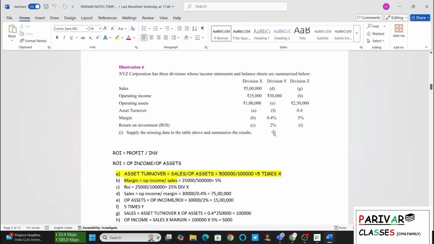I think G point is also clear. Asset turnover into operating assets. Just a question in the formula, we get this one: sales is equal to asset turnover into operating assets. I think G point is clear. Once have a look, just from A point only, we are taking operating assets to the right side.